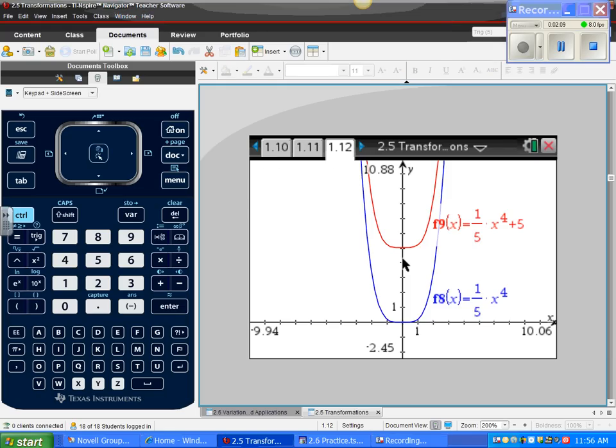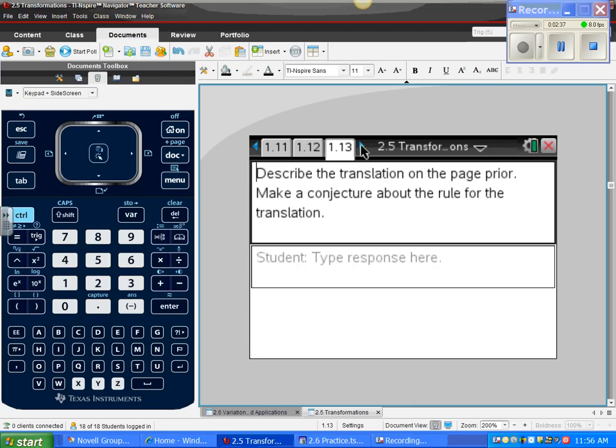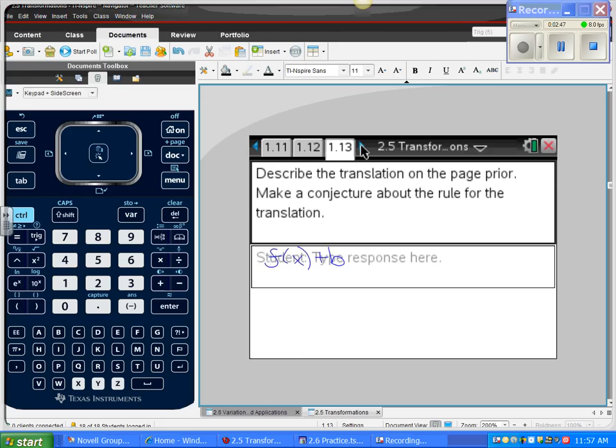Now, I have my function 1/5 x to the 4th. This is my blue function, right? So what would happen if I took that function and I added 5 to the entire function? What it looks like has happened is my function has shifted up vertically 5 units. So describe the translation on the page prior. Make a conjecture about the rule for the translation. So essentially what we have done is we have taken f of x and we've added to it b.